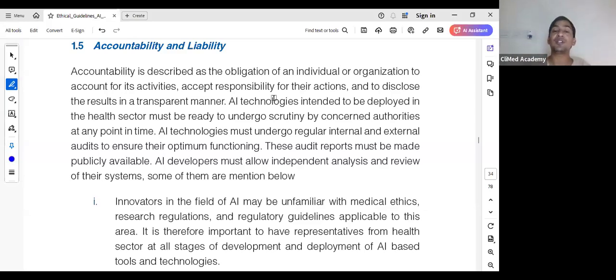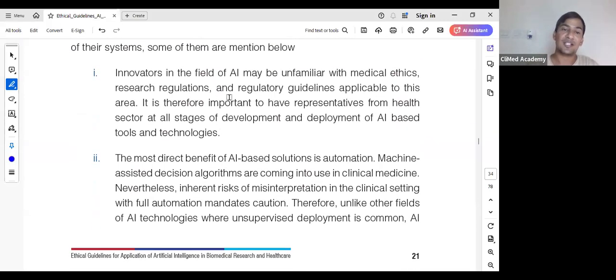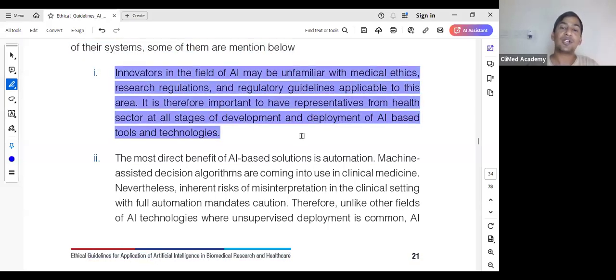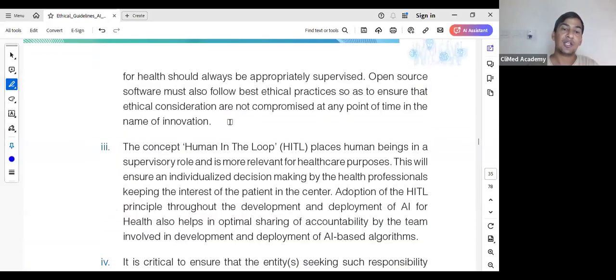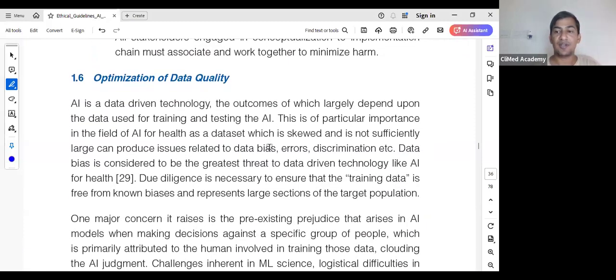The first thing is accountability. There must be someone, an innovator or developer or technologist, who is accountable and responsible for the AI. Innovators in the field of AI may be unfamiliar with medical ethics, research regulations and regulatory guidelines, so it is very important to have a representative from the health sector. And then there is the concept of human in the loop. Everywhere there should be a human. You cannot hold the AI responsible for anything. These are very important things to read and study.